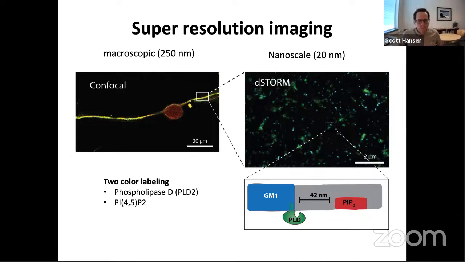fluorophores we use. So this is just an example of the difference. These are neurons that we labeled, and we labeled PLD and PIP2. And if you look on a confocal microscope, they look like they're overlaid. So yellow is proteins that are co-localized or associated with each other. But then if you do the same labeling in dSTORM, it became very clear that they are not overlaid. They're clearly an average of 42 nanometers apart, and that they're separated.